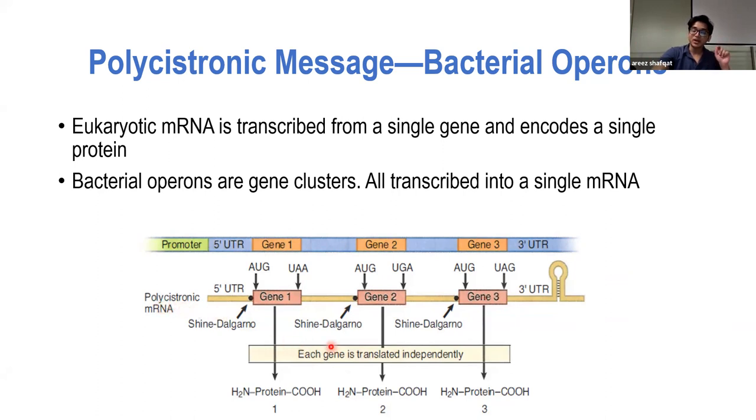Each gene is translated independently. So one ribosome will bind to this gene and translate it, another will bind to this gene and translate it, another will bind to gene 3 and translate it. So the mRNA contains 3 genes. It's a polycistronic message. The genes are translated independently. Does that make sense? I have a question.